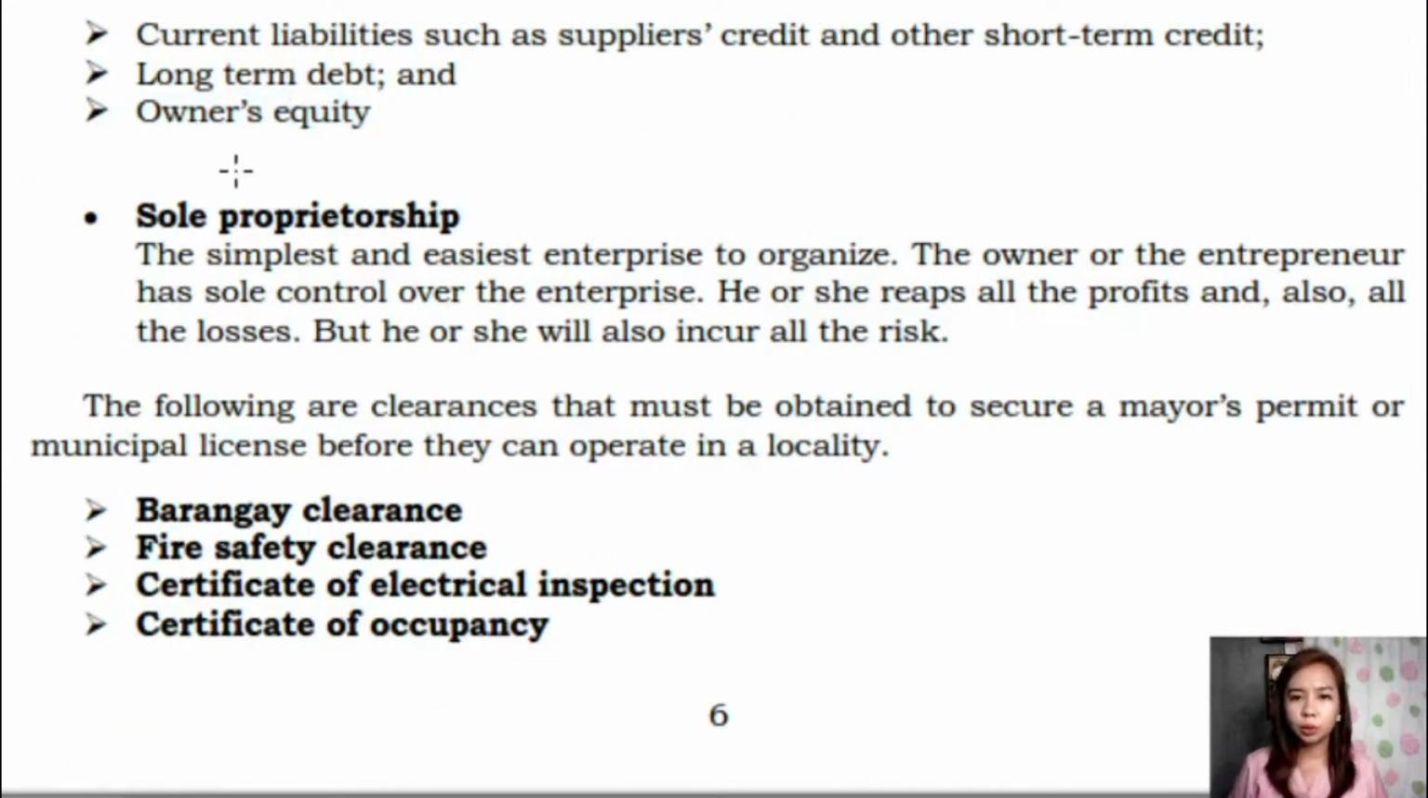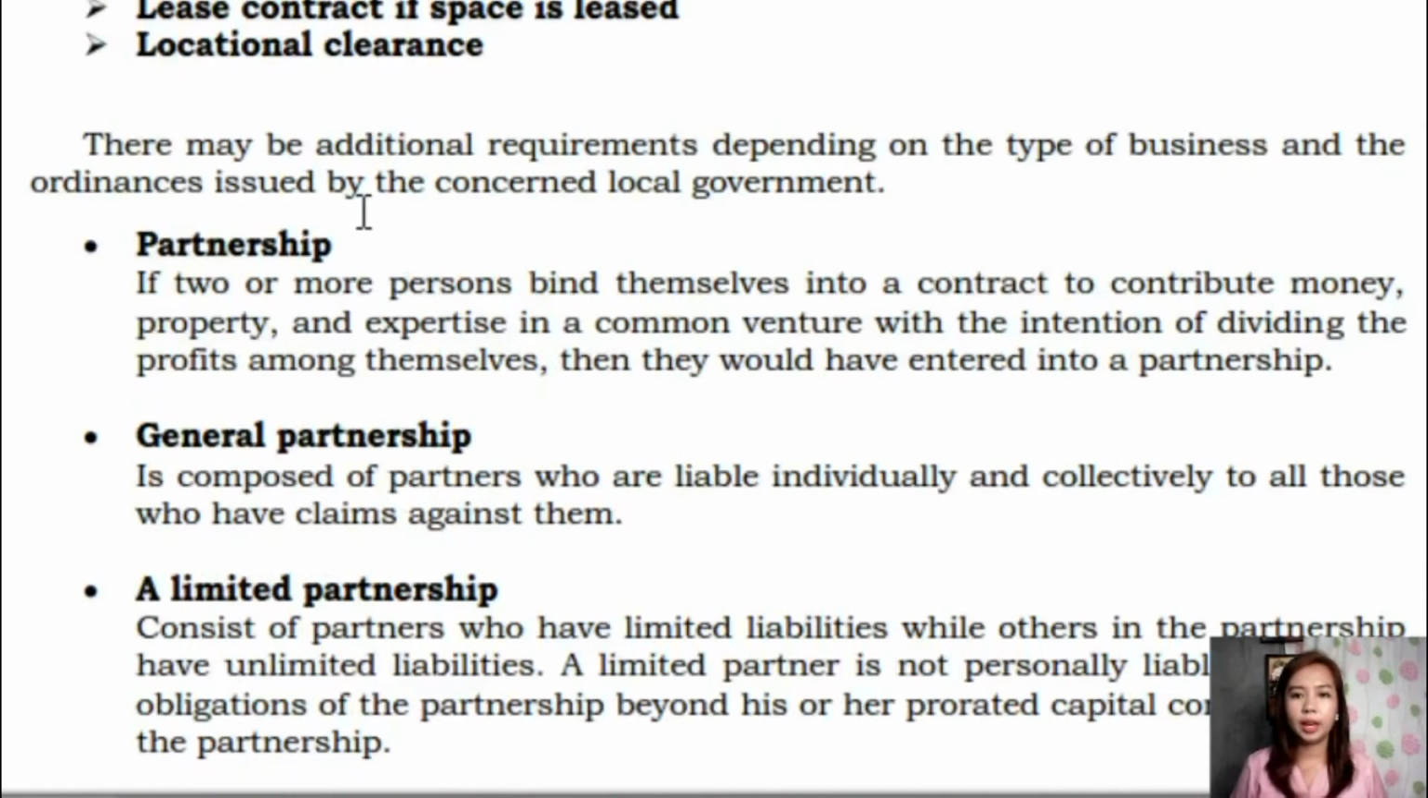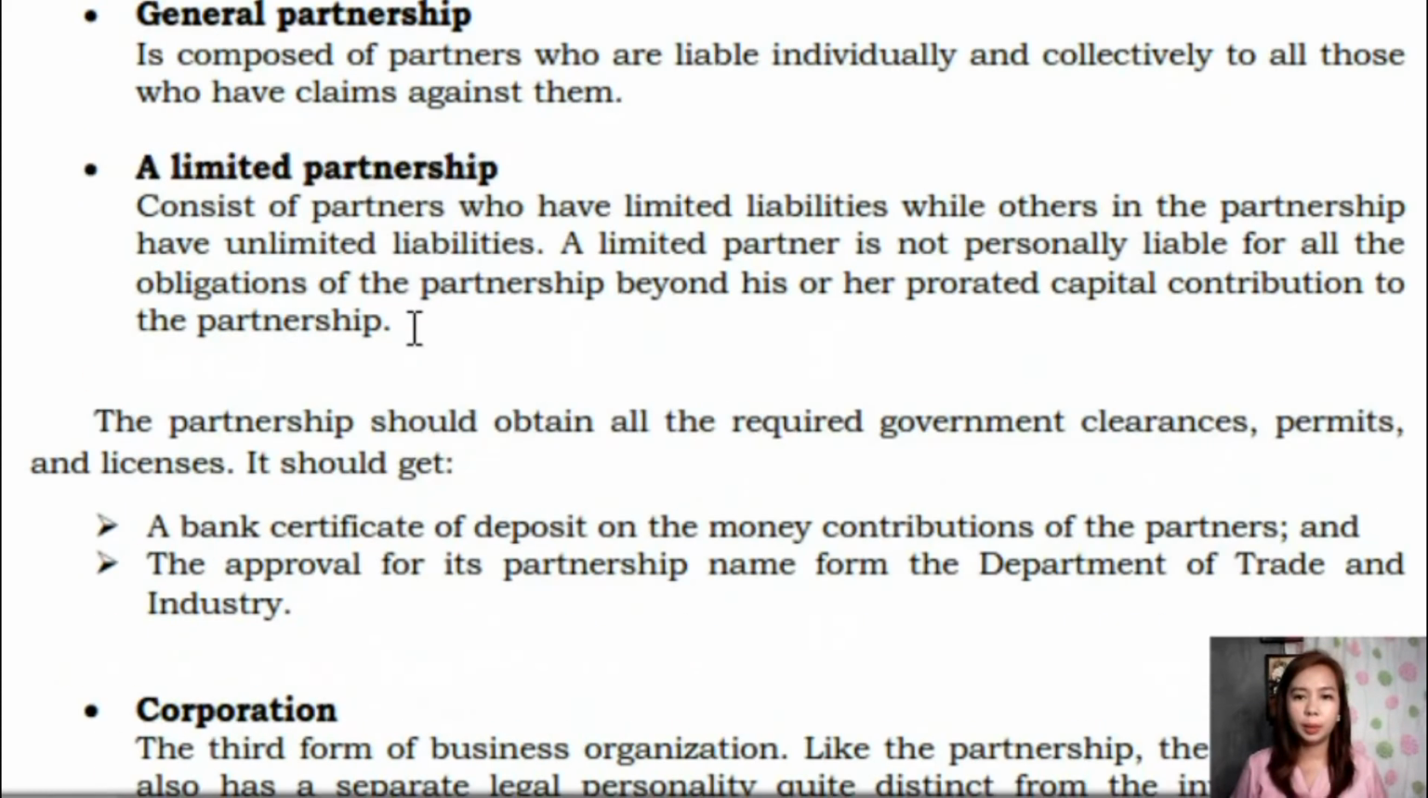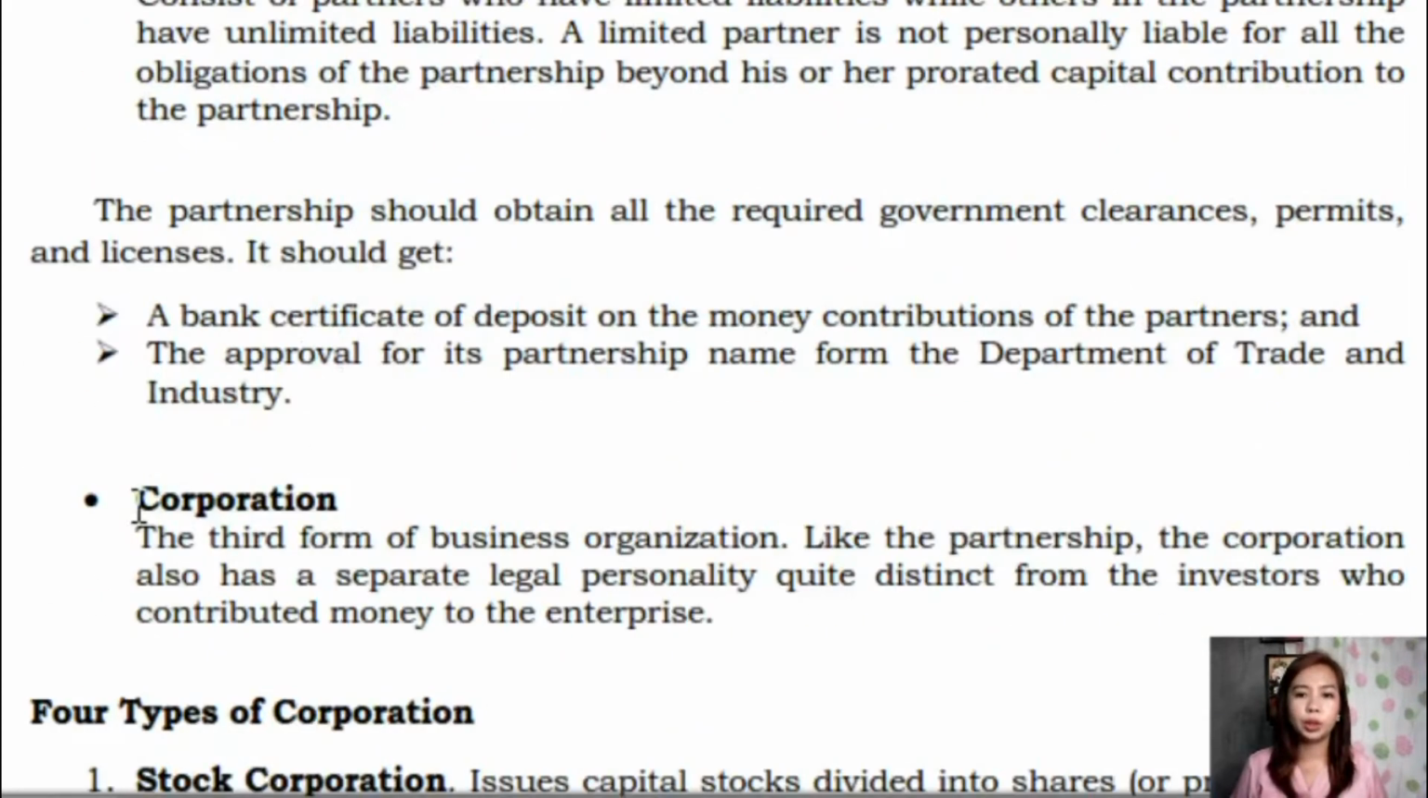Now, let's go to the types of business organization. So, yun na lang ilagay nyo dito. Okay? So, you have first the sole proprietorship. Then, ayan, you have the partnership and corporation.